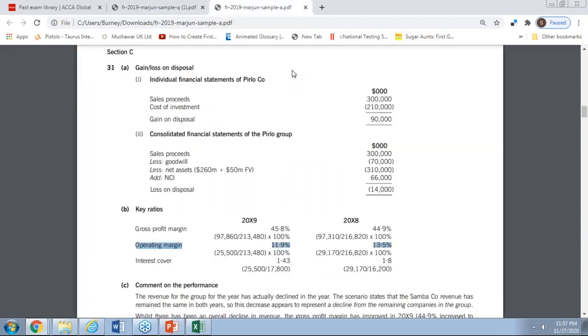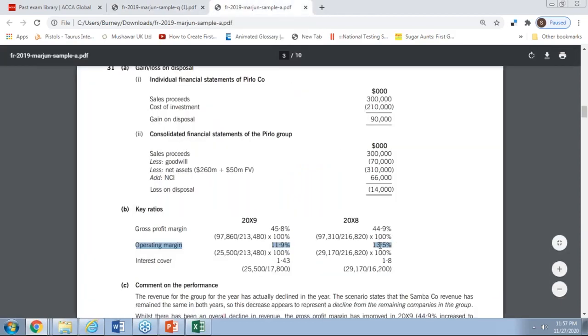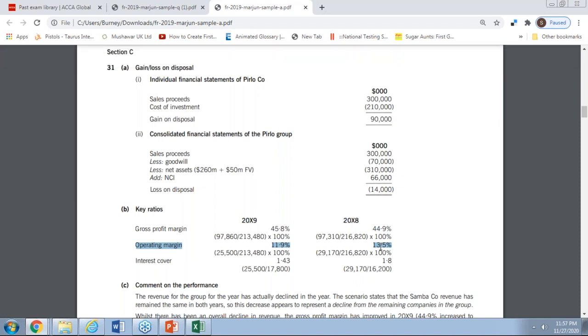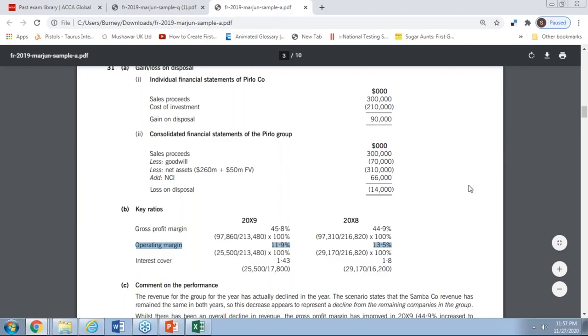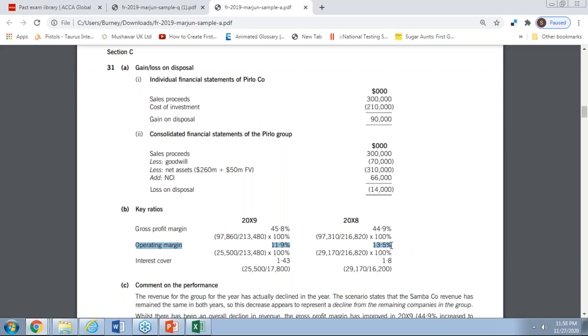Now, what does it mean? Despite the fact that the Samba company's operating profit is increasing over the period, the overall profit of the group is going down. What does it mean? If the Samba company's profit is increasing, which is included in this operating profit margin, and on overall basis the profitability is going down, what does it mean?